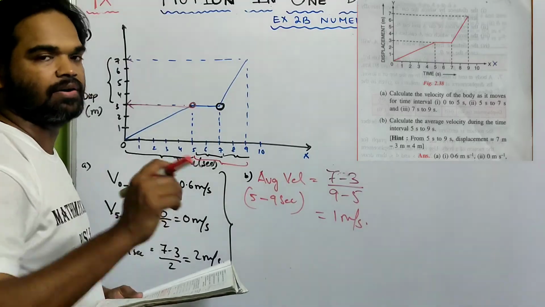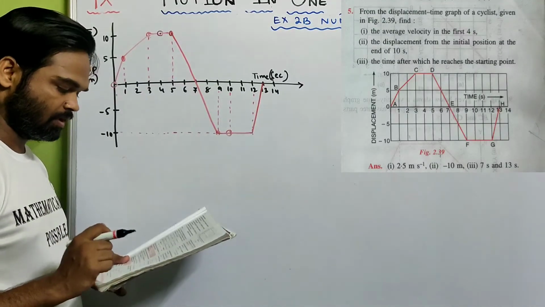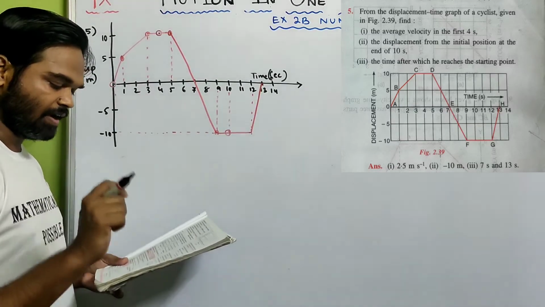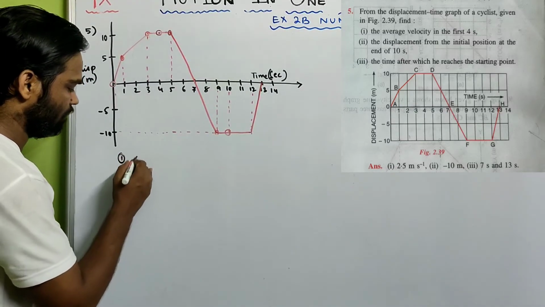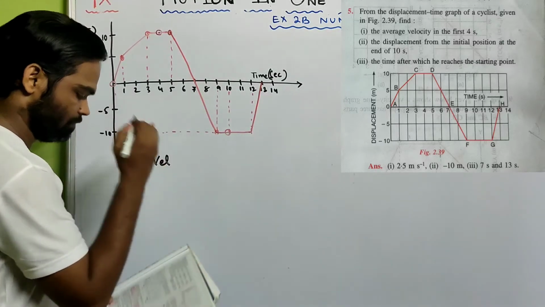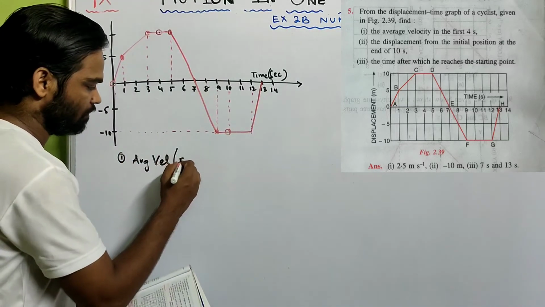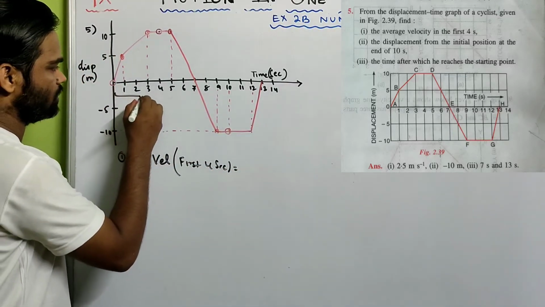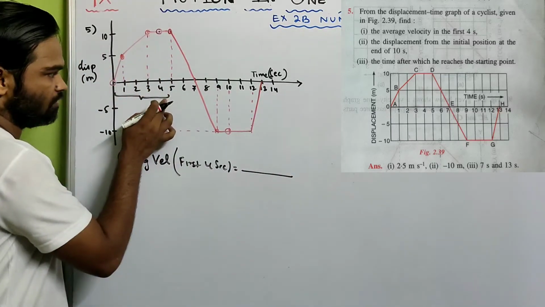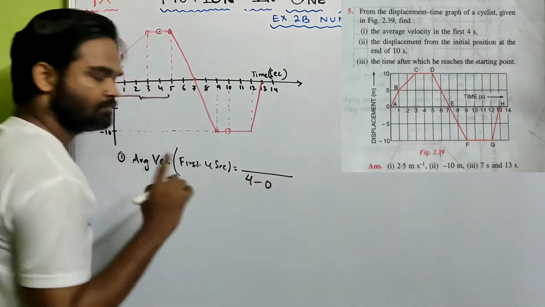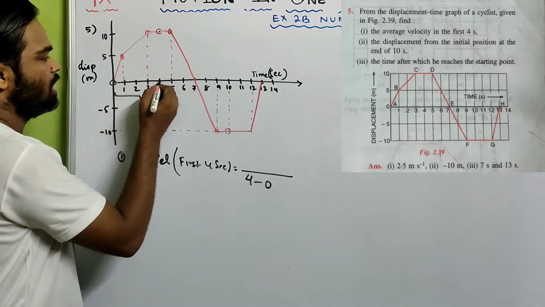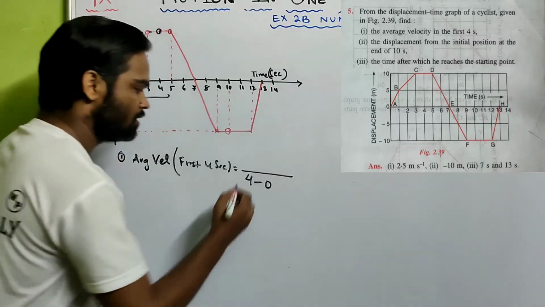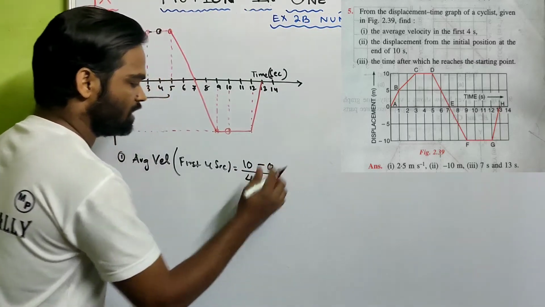Now let's look at the next one. Now look at number 5. From the displacement time graph of a cyclist given in this figure, find the average velocity in first 4 seconds. First 4 seconds. Just look over here, which means from here to here. Change in time is 4 minus 0. And displacement at 0 is 0. And at 4 seconds it is, look carefully, 10 meter. So that's 10 minus 0. 10 by 4 is what?